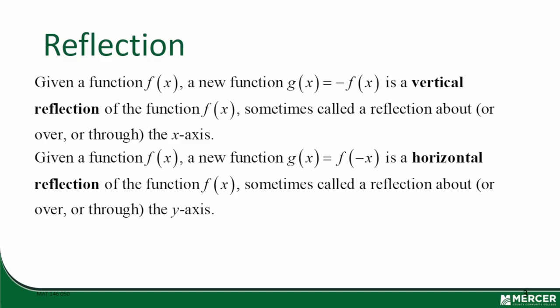F of negative x is a horizontal reflection or a reflection about the y-axis. In this case, all of your input values are being multiplied by -1.